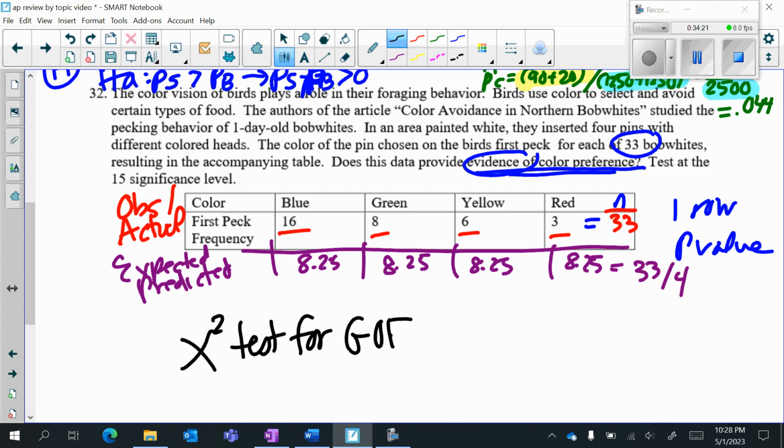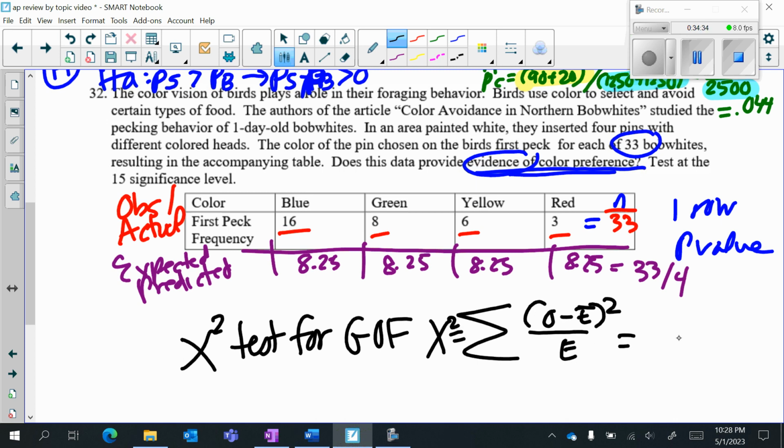Okay, so you can watch my video on how to do that. But remember, the formula is observed minus expected, squared, over expected. And you would add those all up, and you're going to get your chi-square test statistic. Put it in L1 for the observed, L2 for the expected, and run the chi-square test for goodness of fit. Remember, the degrees of freedom is number of categories minus 1 for this one. So there's 4 color categories minus 1 equals 3.